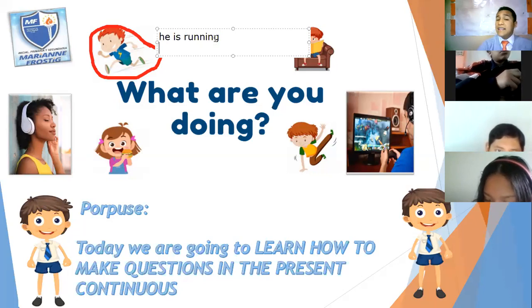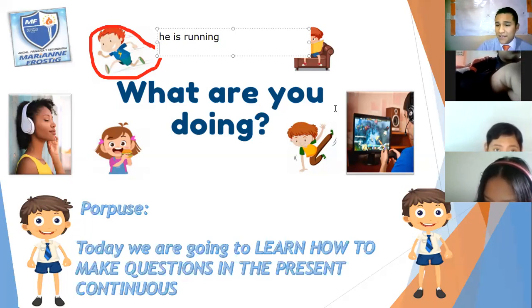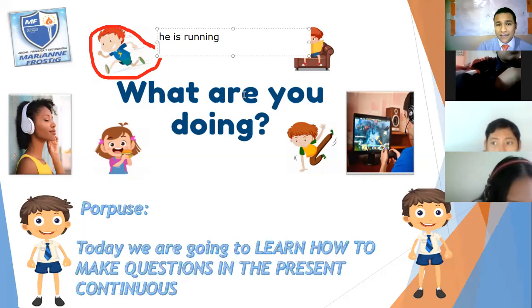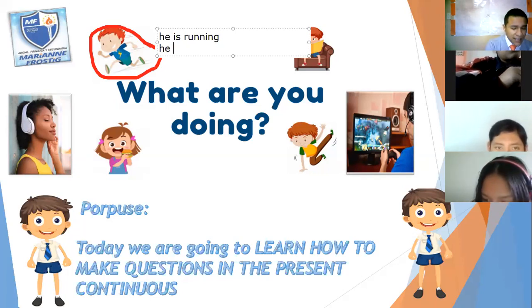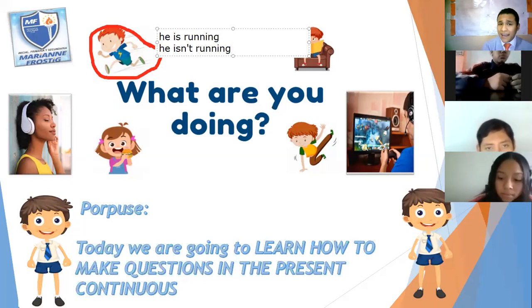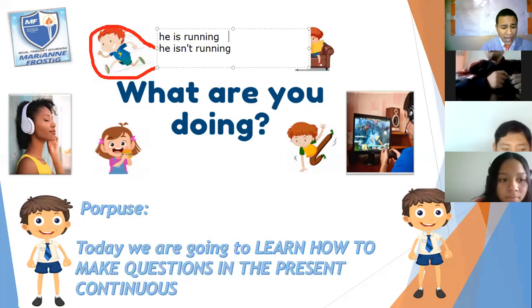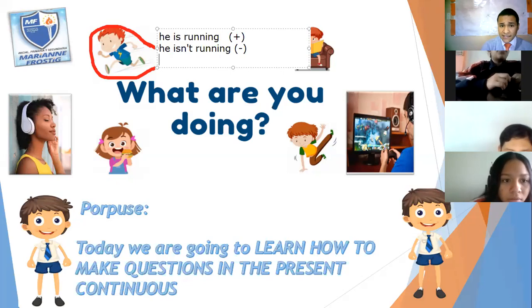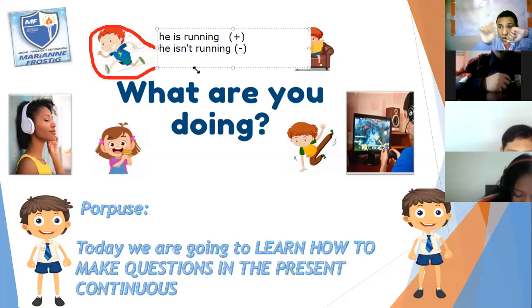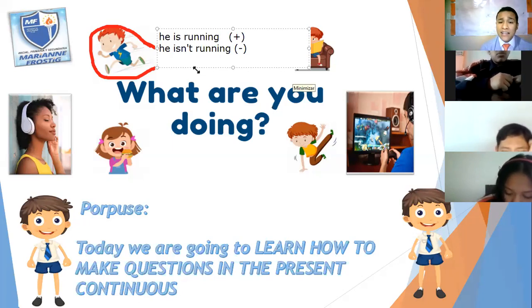He is running in negative. Come on, guys. Iris, Melina, Anaelis, Stephanie, Mauricio. He isn't running. Very good. He isn't running. Excellent. So here we have an affirmative sentence. Here we have a negative sentence. And last but not least, volunteer to tell me this but in interrogative.